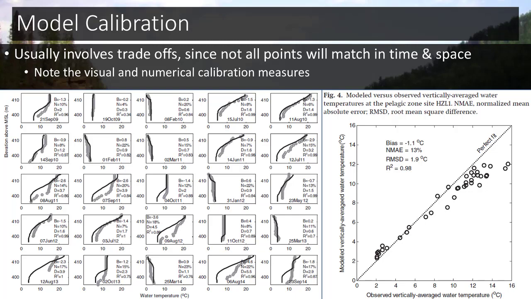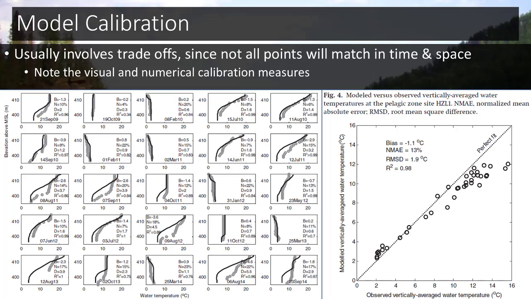And then we can use numerical values to actually make it more of an objective comparison. So the bias is showing a bias of -1.1. So overall, it's about 1.1 degrees too cold. Normalized mean absolute error and root mean square difference: how far, not caring about which direction it is, but how close are we normally?